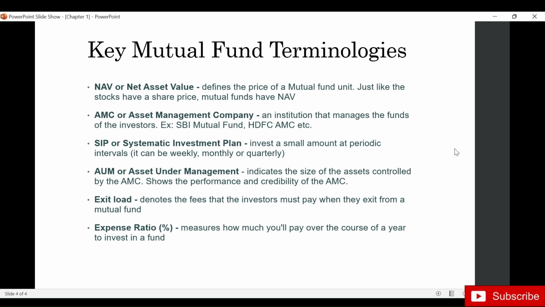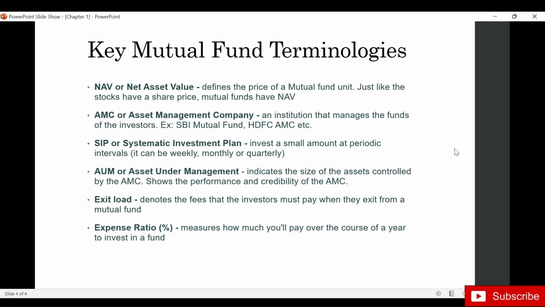Coming on to our next term, which is AUM or asset under management. Asset under management indicates the size of the assets which are controlled by the AMC, and it shows the performance and the credibility of the asset management company.